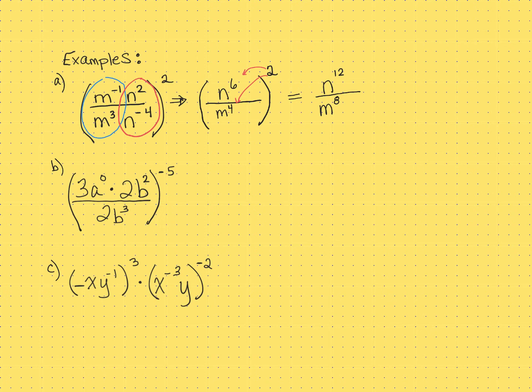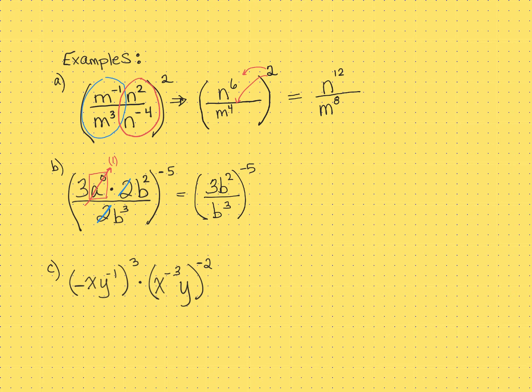All right, let's take a look at this next example. I noticed a couple of things right away, and I hope you do too. The first is that we have this a to the 0, and anything to the 0 power is 1. So we can just cancel that right now. The other thing you may notice is that 2 over 2 is actually 1 as well. So let's just handle those two things first. We've got 3b squared over b cubed, all raised to the negative 5th.